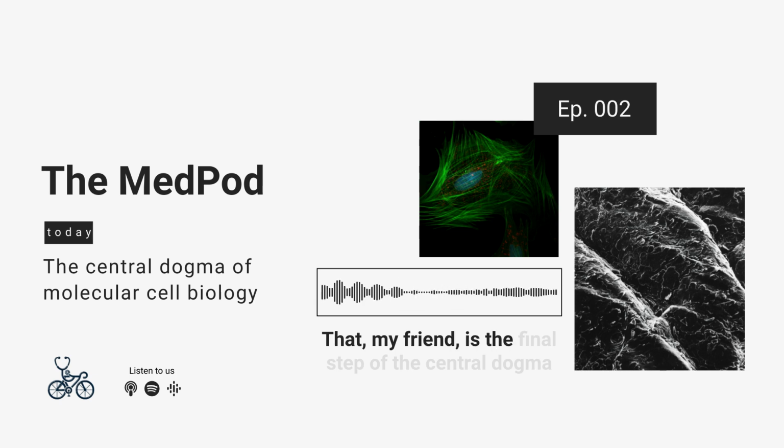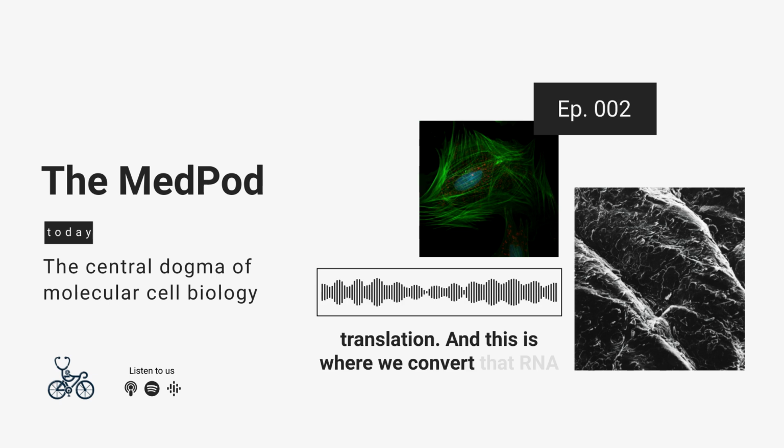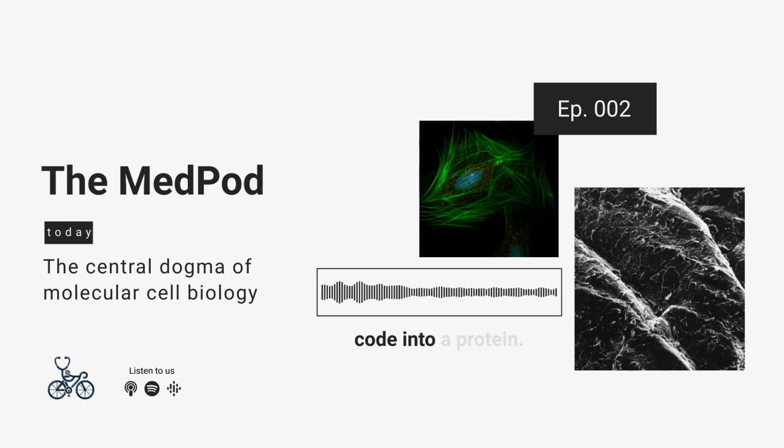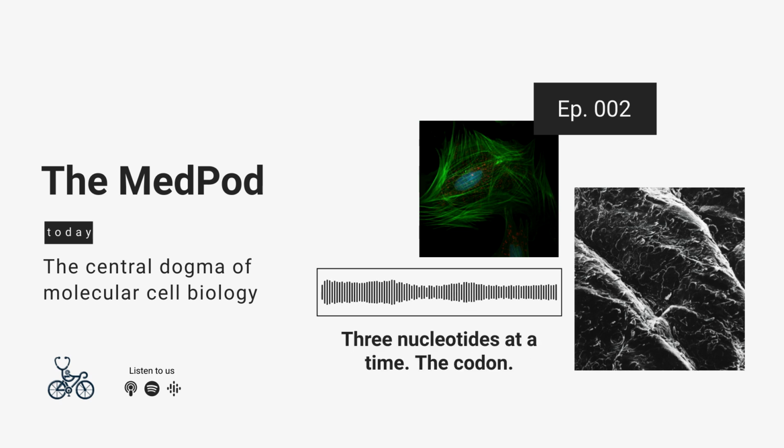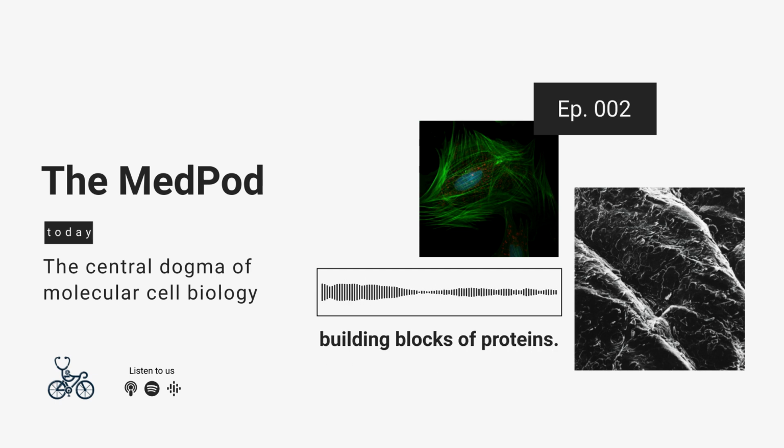That, my friend, is the final step of the central dogma: translation. And this is where we convert that RNA code into a protein. So this is all happening at the ribosomes. Exactly. Back to our protein synthesis factories. So the ribosomes are reading the code. Yep, three nucleotides at a time, the codons. You got it. And each codon says which amino acid we need. And remember, amino acids are the building blocks of proteins. Right, right.